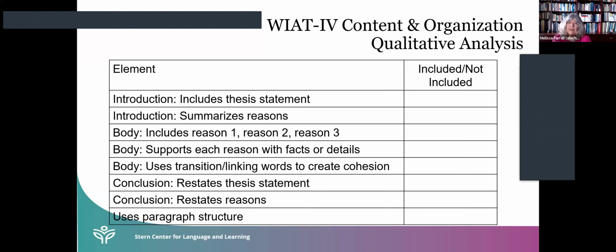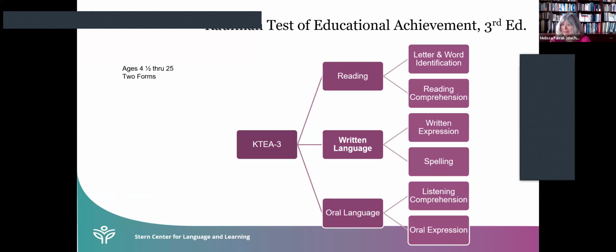And these are their criteria for qualitative analysis: thesis statement, reasons, conclusion, uses paragraph structure. But this is not scored. It's sort of fascinating. Okay, questions? No, you're good?